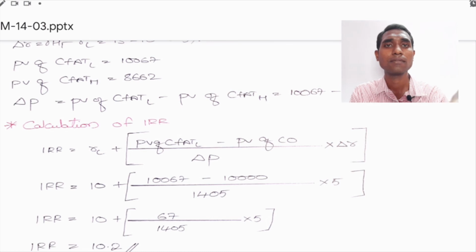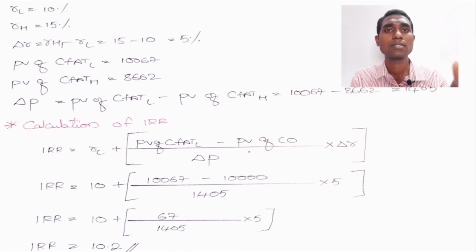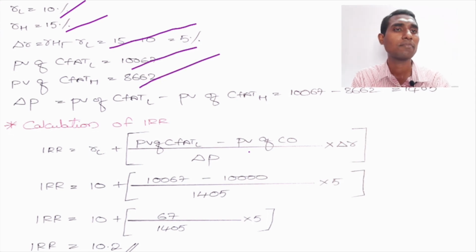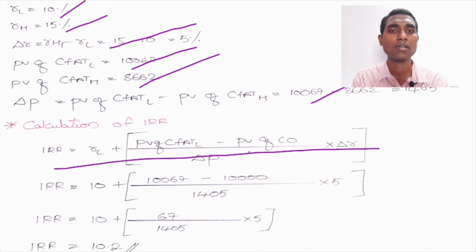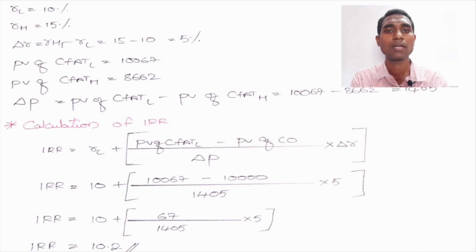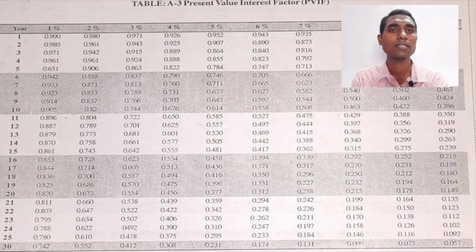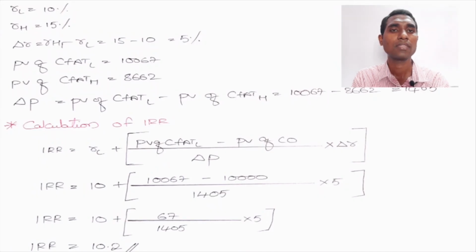So, this is RL, RH, delta R, and I have prepared the ingredients, delta PV. Everything I have, I inserted into the formula and I got 10.2. The main important thing here is the answer, which is 10.2.